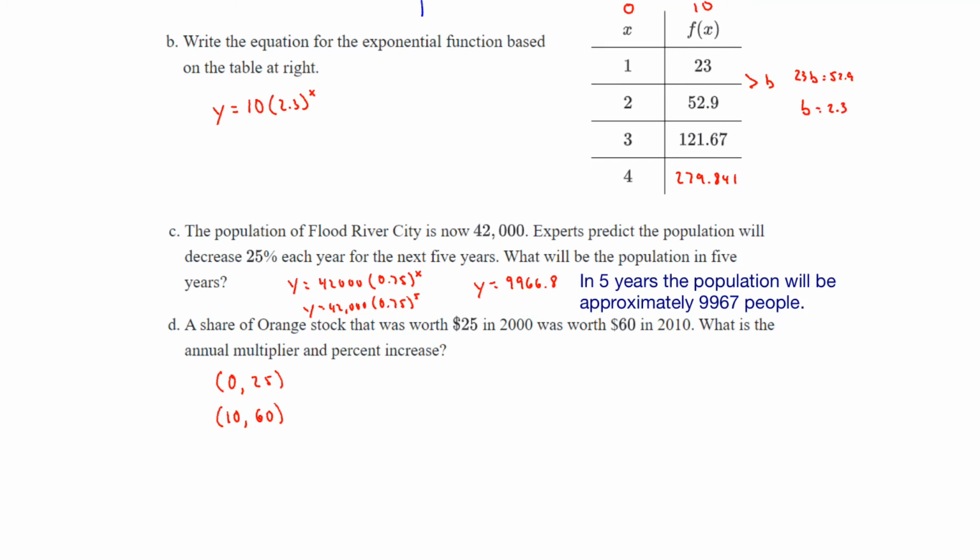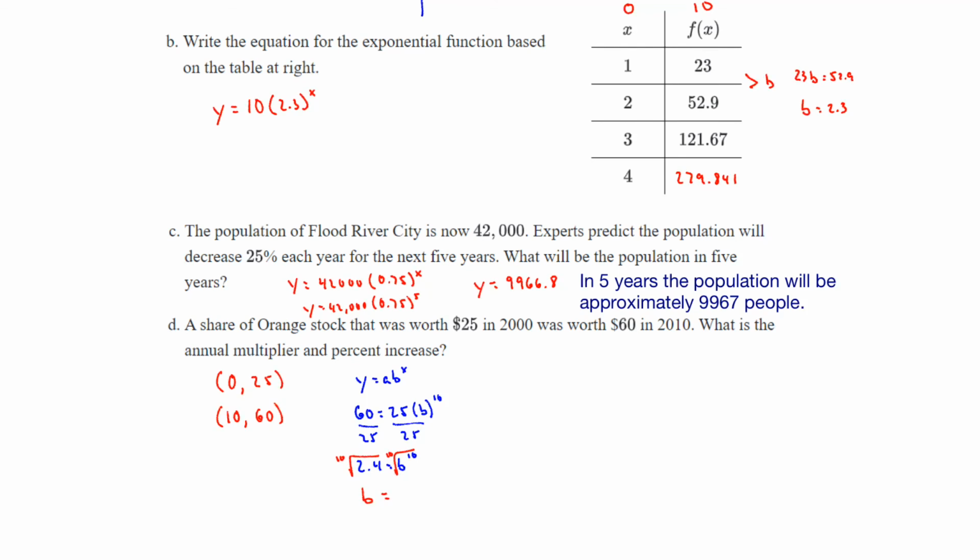So let's write an equation. We have y is equal to a b raised to the x. We know what the a is, so I'm going to use the point (10, 60). So we have 60 is equal to, the initial is 25, the b value we don't know, and then the x is 10. So we'll divide by 25. 2.4 is equal to b raised to the 10th power. So to undo that, we're going to have to take the 10th root to get the b value.